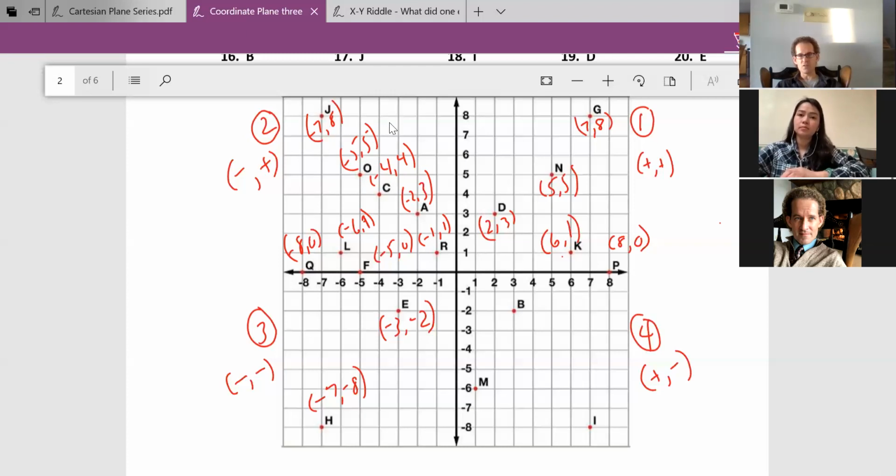Okay, and this is all quadrant 2. So everything in quadrant 2, the first number has to be negative. The second number has to be positive.